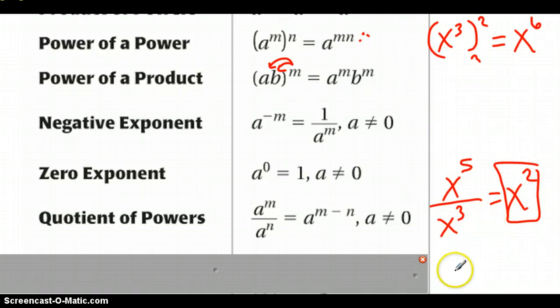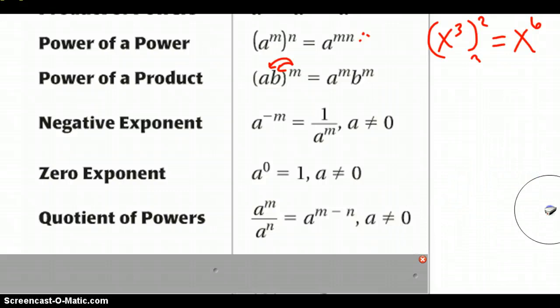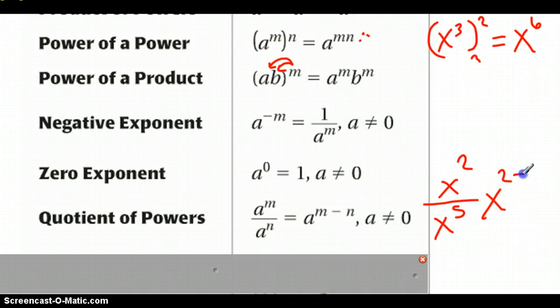Okay, because if you had it the other way around, where it was x cubed on the top, here, let me give you another example. So let's say you have x squared divided by x to the 5th. You would have 2 minus 5, which would be x to the negative 3rd. Okay, and then you would use the property of negative exponents, and you would have to flip that. Okay, so make sure you got that.